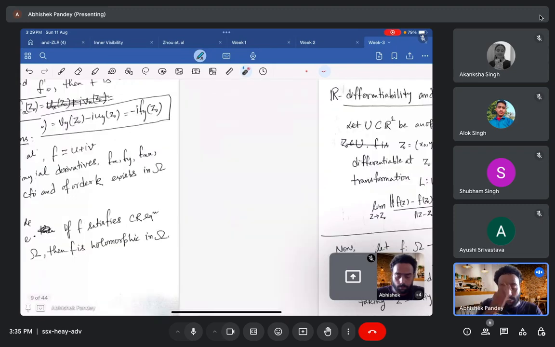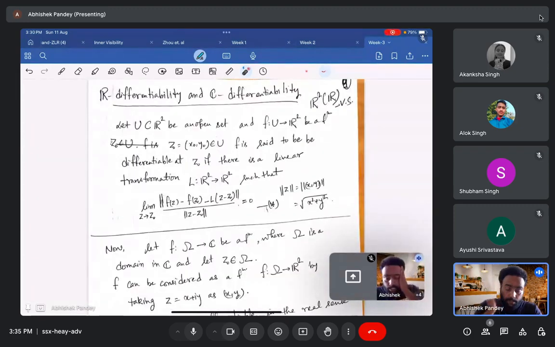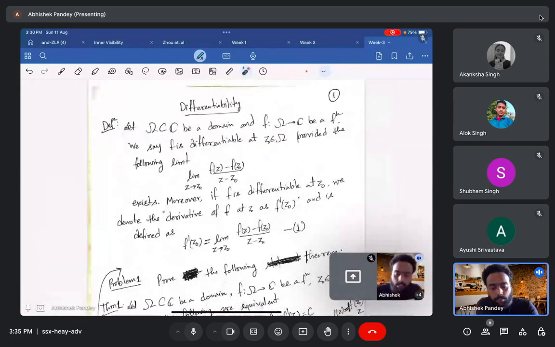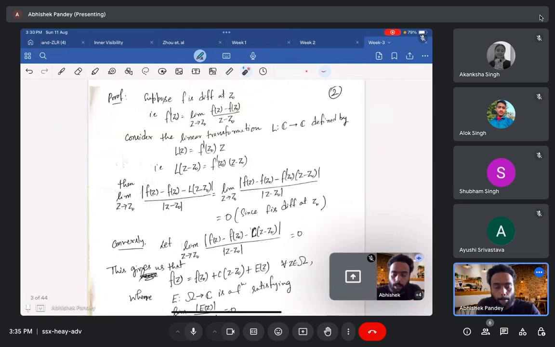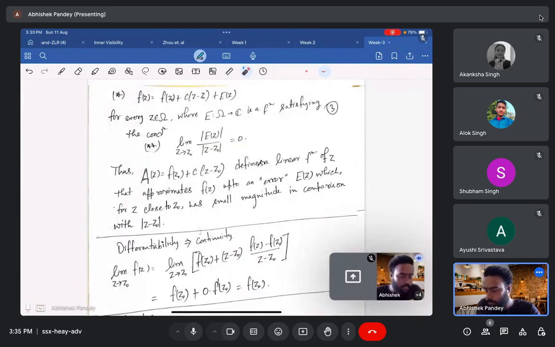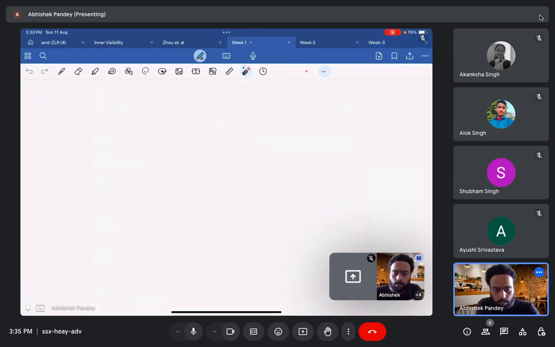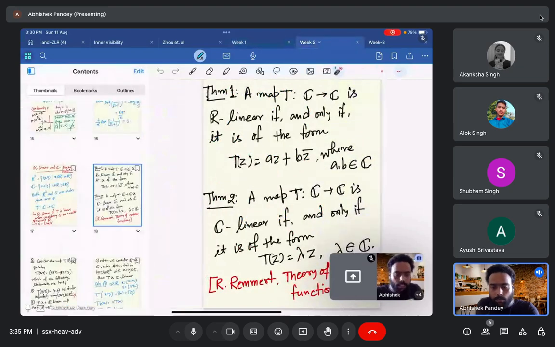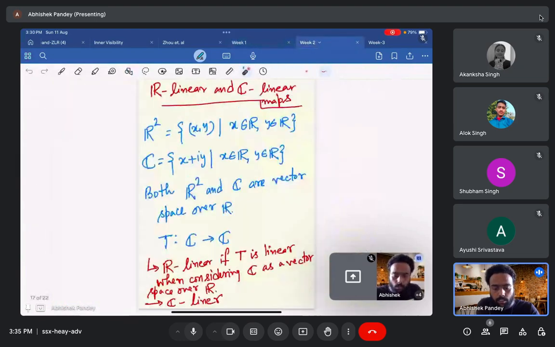Okay. Now this is an important concept: R differentiability and C differentiability. Just remember that whatever I have mentioned here earlier, this definition of differentiability, is the notion of a C differentiable function, meaning a complex differentiable function. I hope you are aware of R linear maps and C linear maps. That was the content of week one, week two, isn't it? So that we will use here.